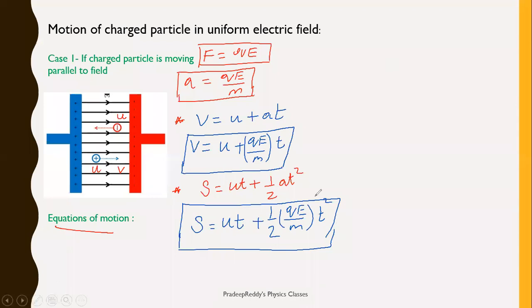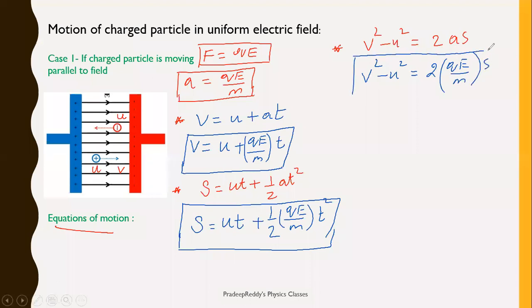And coming to the third equation, we have v square minus u square is equal to 2as. Taking a is equal to this value, I can write it as v square minus u square is equal to 2 into acceleration, qE divided by m, into s. This is the third equation of motion. And remember, all kinematic rules are applicable for this charged particle. All kinematic rules are valid.